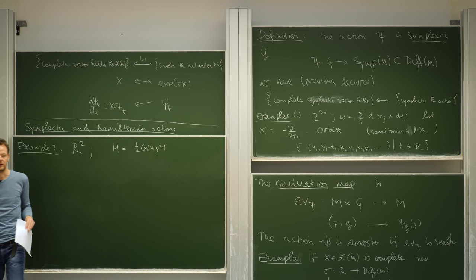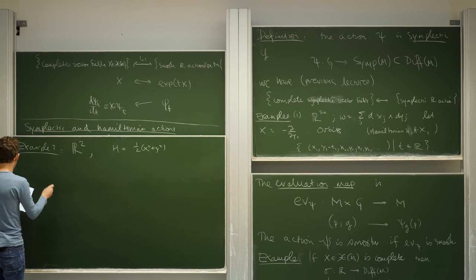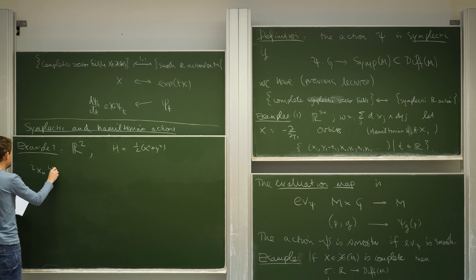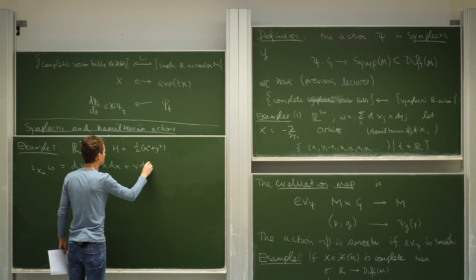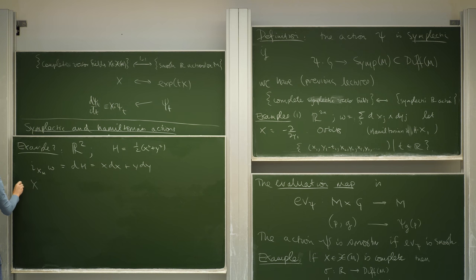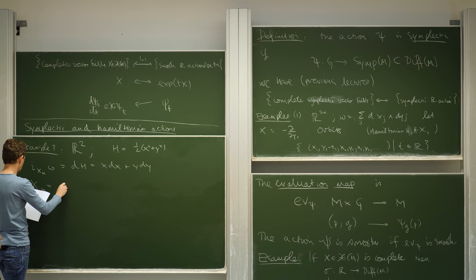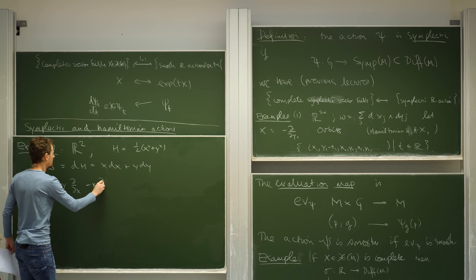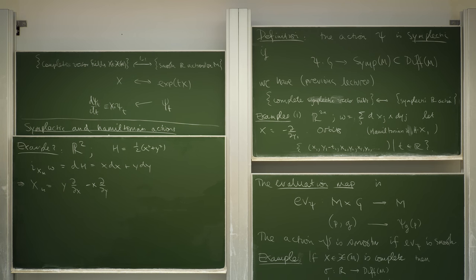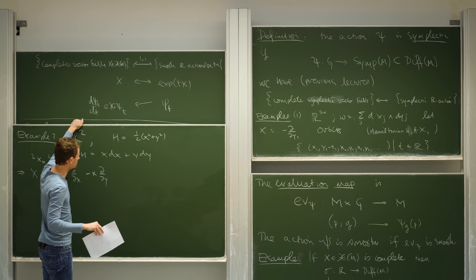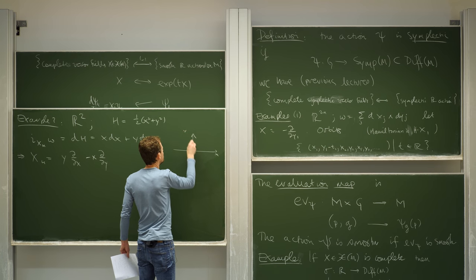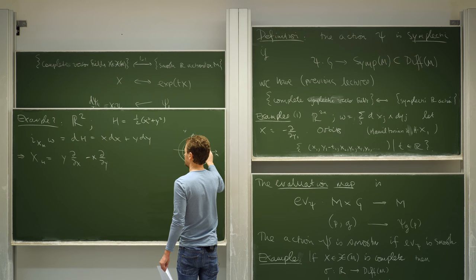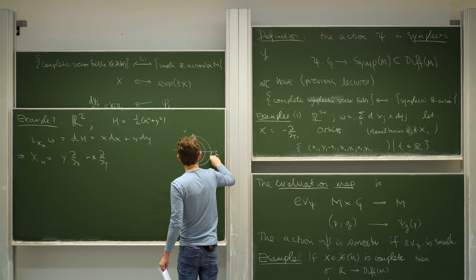Okay, that one should be familiar. It's a harmonic oscillator. And so if you take the internal product of XH with omega, you better get dH, which is X dX plus Y dY, which means that XH is Y d/dX minus X d/dY. We've already studied this vector field before. We know this is a symplectic vector field, and we know its orbits, right? There are circles in phase space. So the vector field points like this.